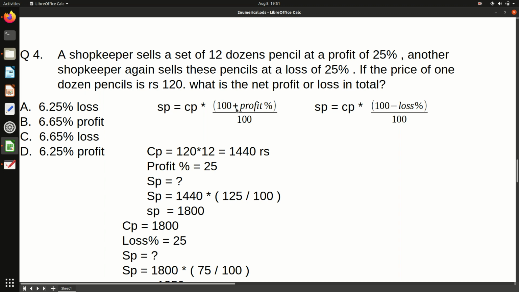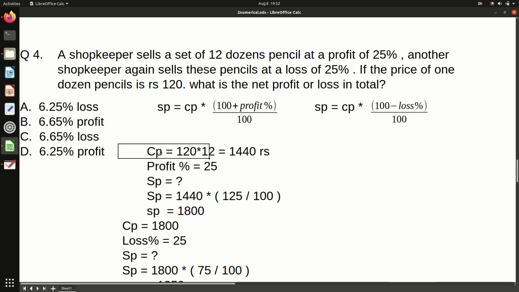Here we have a plus sign for profit and minus sign for loss. So we will solve this question by using these two formulas only. In these types of questions, before solving, try to note down all the things that you have been given, like CP, profit, SP. Note it down. So let us see here.